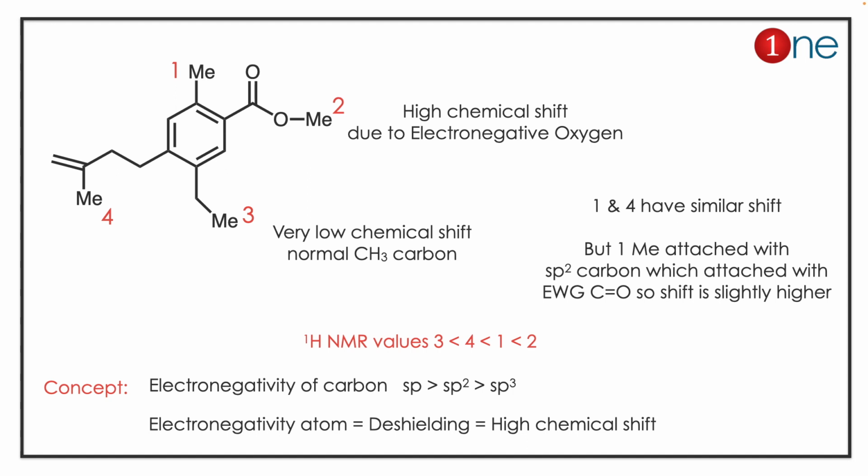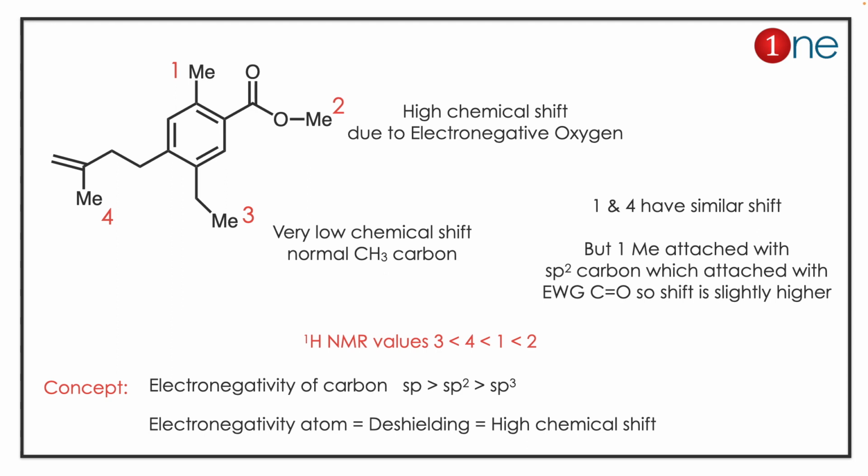So what really happens is the second one, which is attached to the oxygen, which is more electronegative, has the electron pulling power. So it comes first. Then comes the first one, the methyl attached to the CH2 carbon. Then comes 4, which is attached to the alkene, then comes 3. 3 is the least one, it's the usual methyl group. So the order will be 3, 4, 1, 2.